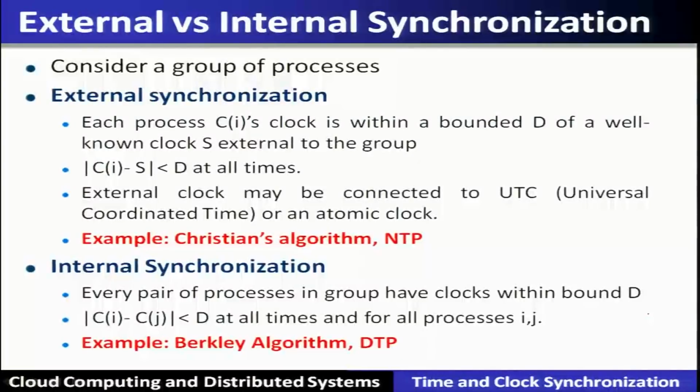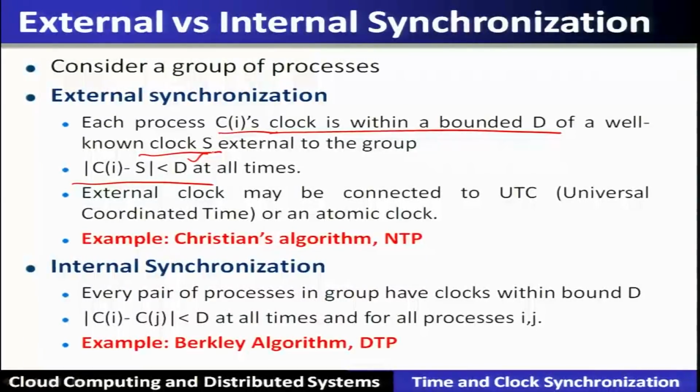that means not in a group, an external clock which maintains the correct time. Then it is called external synchronization. For example, if a process Ci's clock is within a bound D of a well-known external clock S, then Ci minus S, that means in the absolute form, that clock drift is to be bounded by D at all points of time.